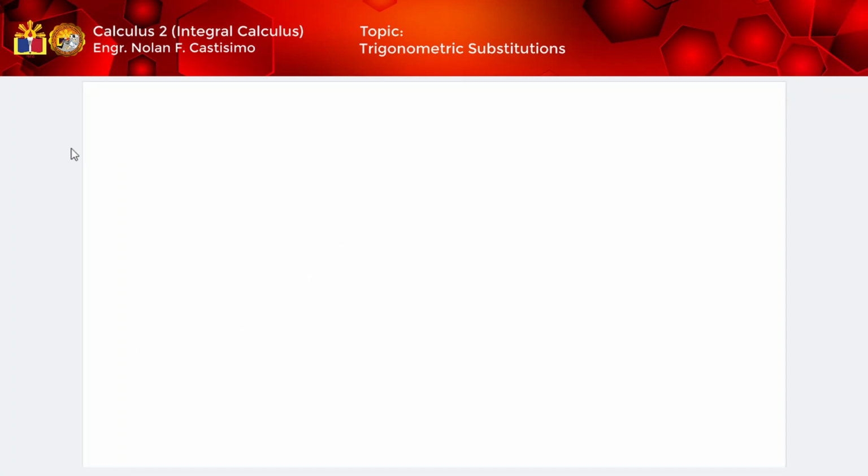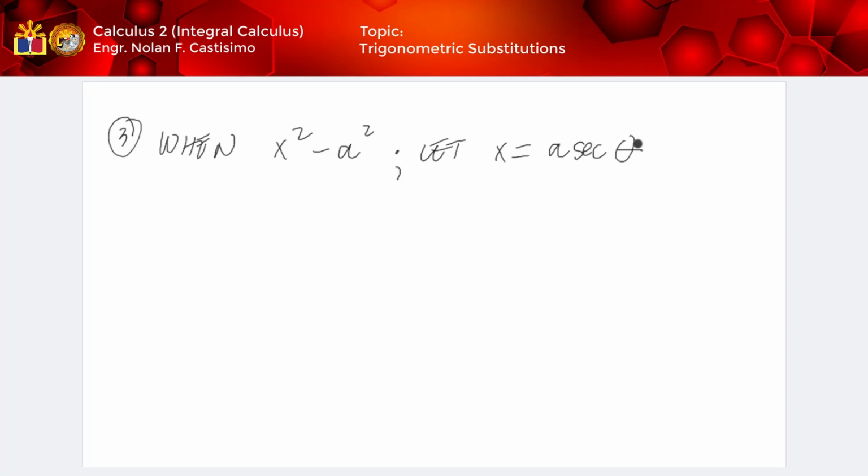And number 3, we have when x squared minus a squared, let x be equivalent to a secant theta. Then, square root of x squared minus a squared is equivalent to a tangent theta.